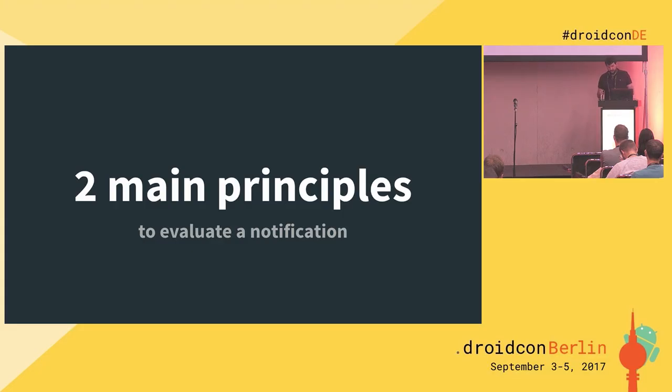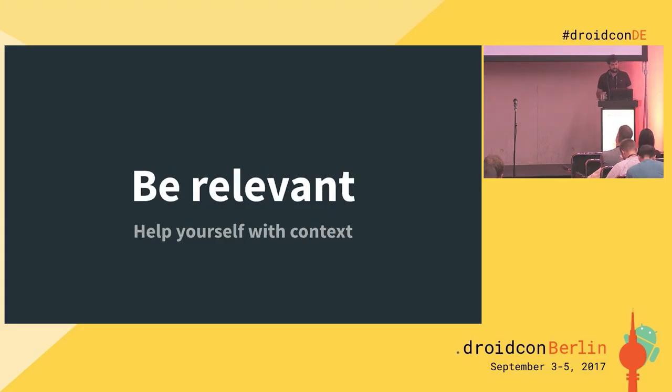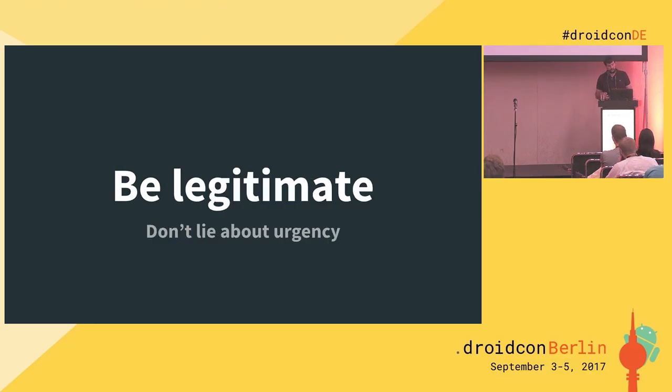So from this graph, we can extract two main principles to evaluate notification, as I said. The first one is be relevant. Is your information up to date? Is it important to the user? The second one is be legitimate. You don't want to lie about urgency. You want to have the notification display at the exact right time the user needs it. It can be tricky, but that's such a wow effect. Like, okay, this is exactly what I needed.